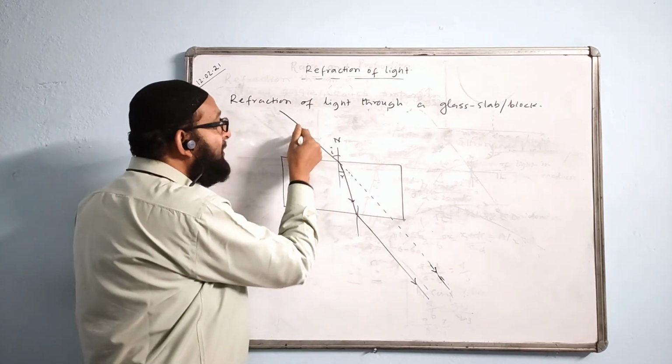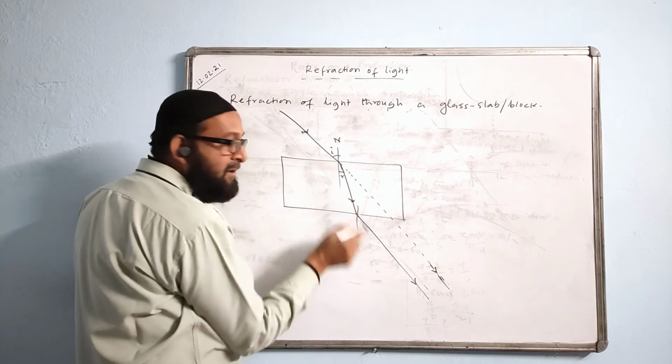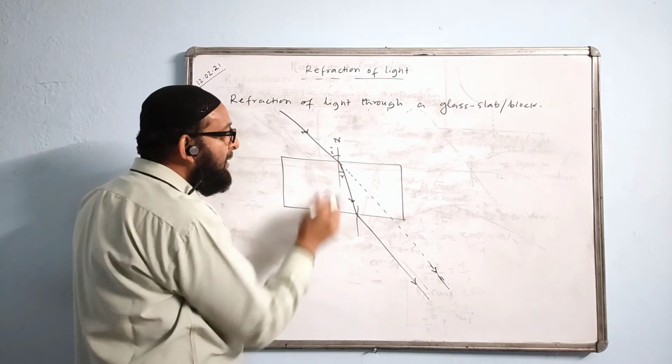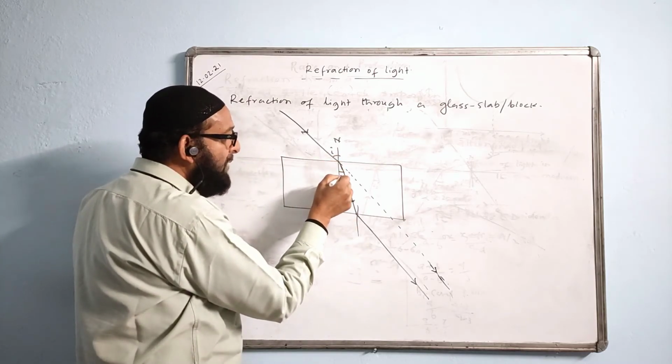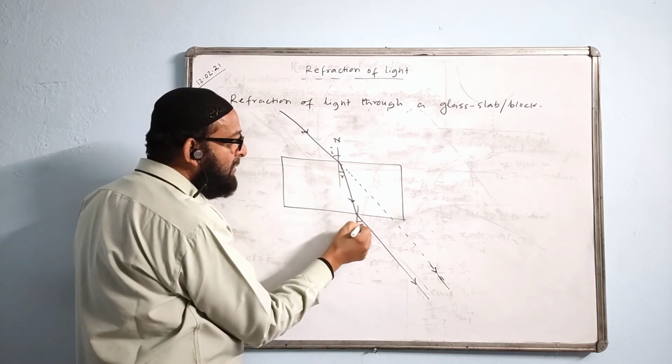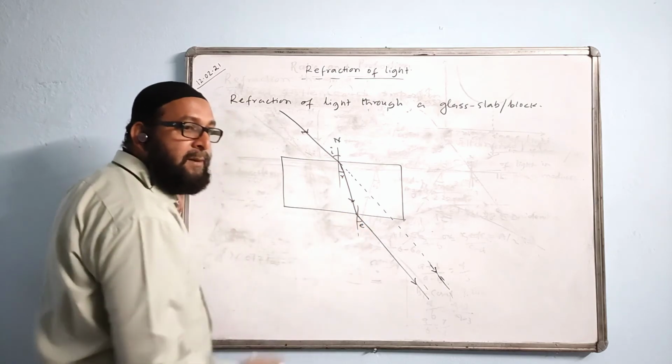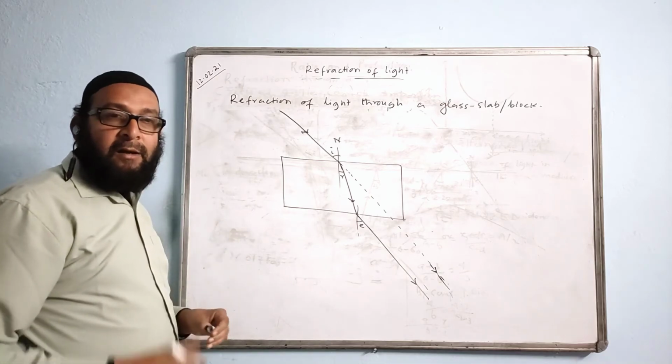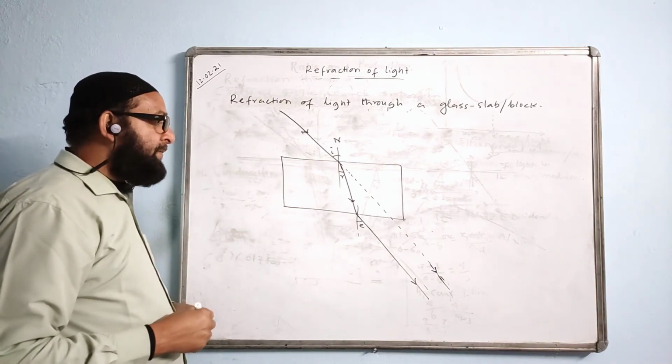This ray is called the incident ray, this is called the refracted ray, and this ray is called the emergent ray. This angle is angle of refraction. This angle is denoted by angle e, and it is called angle of emergence.